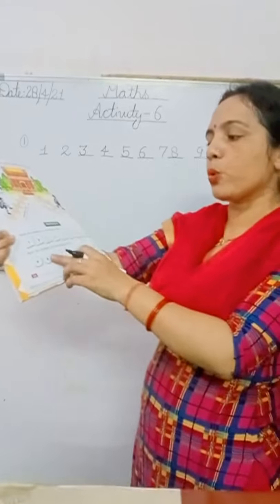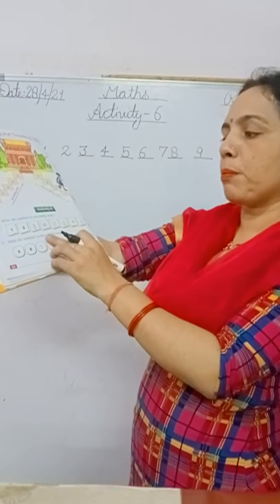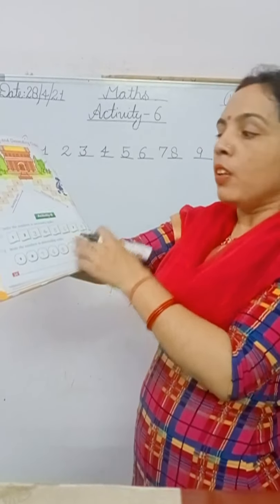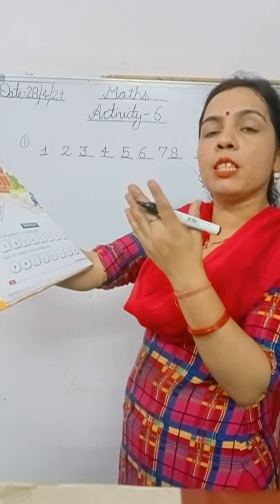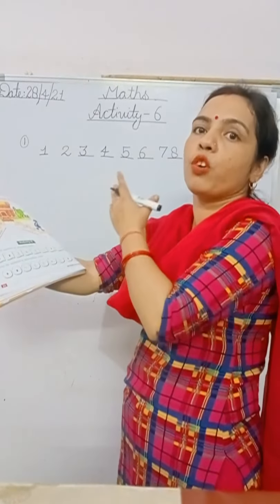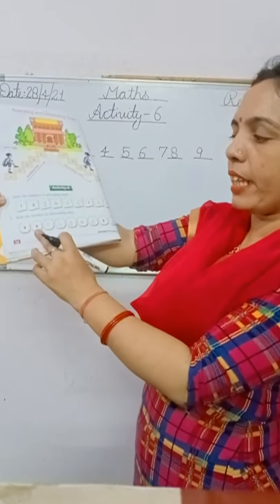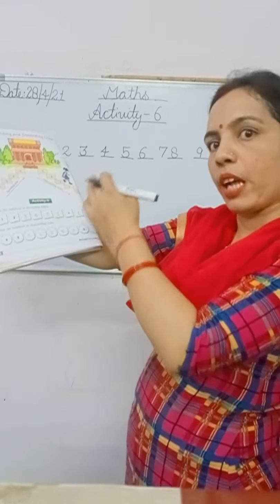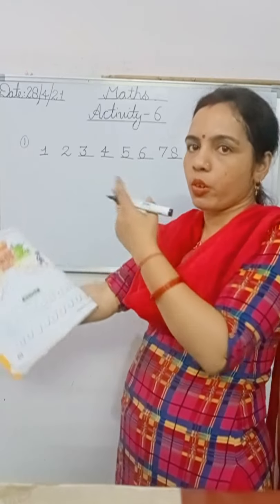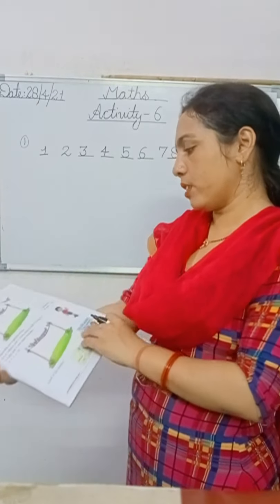Now the second part you solve by yourself. Write the numbers in descending order. Descending order means you arrange your numbers in backward form. That means greatest to smallest form. Okay. 9, 8, 7, 6, 5, 4, 3, 2, 1. Okay. Now next.